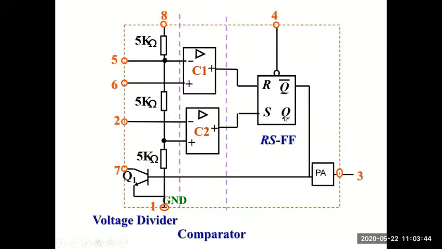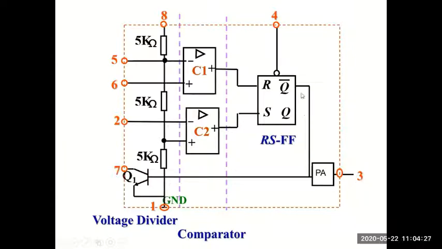If the previous state was 1, it will remain in 1 state. If it was 0, it will remain in 0 state. And finally, if both R and S are 1, that is a prohibited state for an SR flip-flop. We don't use that state and it should never go to that state. Now, if you notice, the Q bar output of the flip-flop is connected to this discharge transistor Q1 as well as to an output power amplifier and inverting stage. So whatever is the value of Q bar, it will be the complement of Q, and that will be inverted at the final output, which is pin number 3.